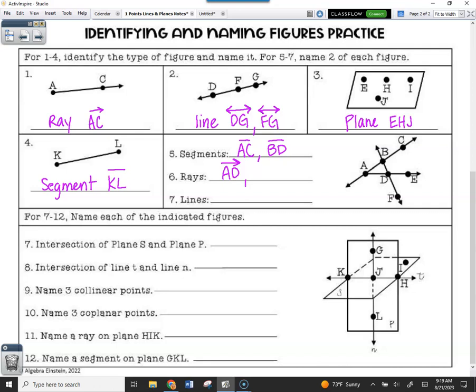Someone else, name a ray. A what? A-E? Yeah. What'd you say? B to C. So you would start at B and pass through C. So, what'd she say? A to E.